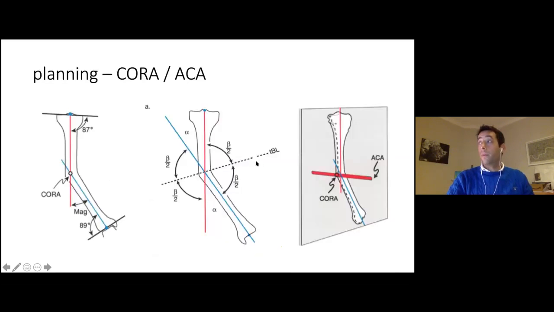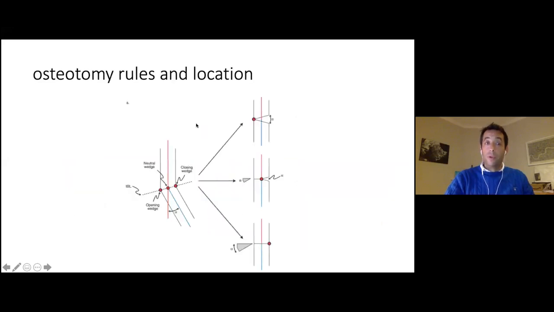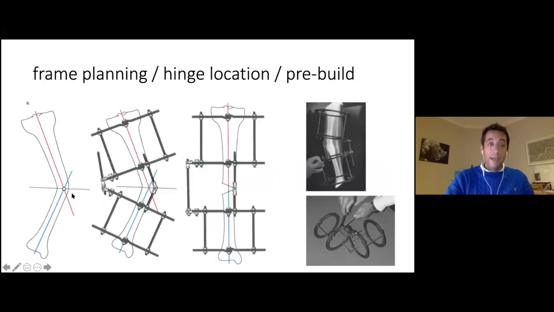If we're going to do our planning with this, we need to understand, as I say, coming back to where our CORA lives and where we're going to correct through. So let's remind ourselves of our osteotomy rules type 1. So we've got an osteotomy here. We're going to end up with an osteotomy and a hinge at the level of the deformity. Here's an example. Here's our deformity. Here's our hinge pretty much on the line of our deformity.